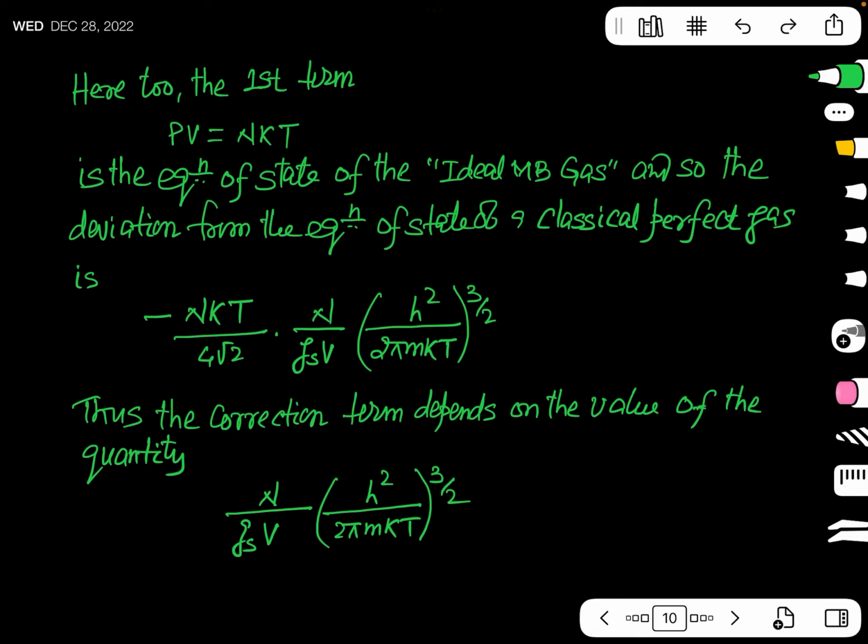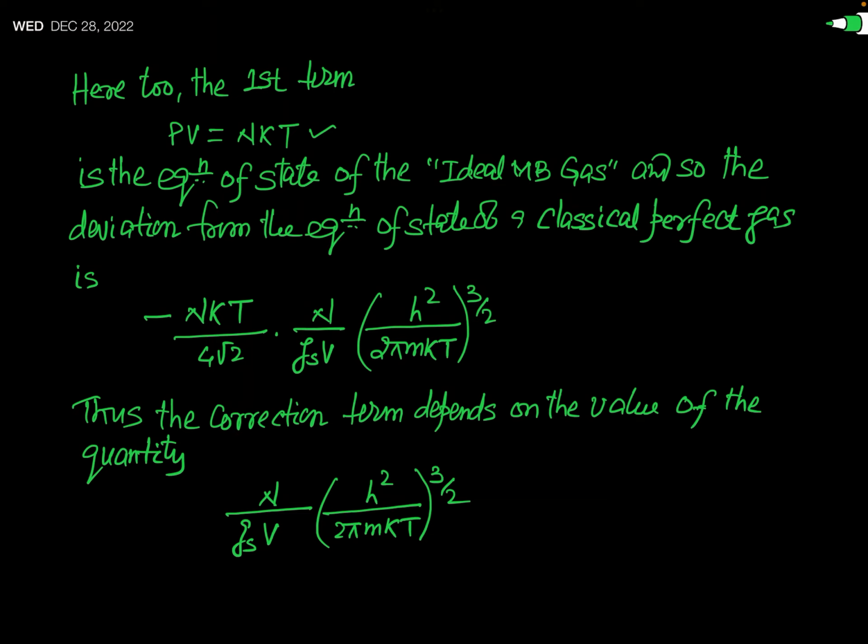You can see that PV equal to nkT. This is the equation of state of an ideal Maxwell-Boltzmann gas. And the deviation of this equation of state from the classical perfect gas equation is equal to this much. So this correction depends on the value of this quantity, N by gs into V into this much, because nkT is already present in the classical equation too.